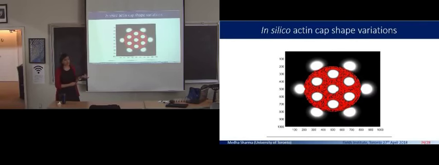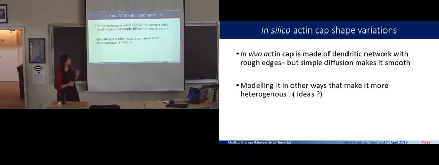So here is where I'm really in a fix at how to tackle the situation, which is that I know that in vivo actin is a dendritic network. So it has uneven roughness on the edges, which eventually, maybe on interaction with the node, becomes smoothened out, and simple diffusion cannot make it like that. And so I'm thinking of other ways that can make it more heterogeneous. I would really welcome it if you guys have any ideas of how it can be done, and we can discuss it in more detail later on, on how we can make it more heterogeneous and dendritic and similar to what we see in vivo.